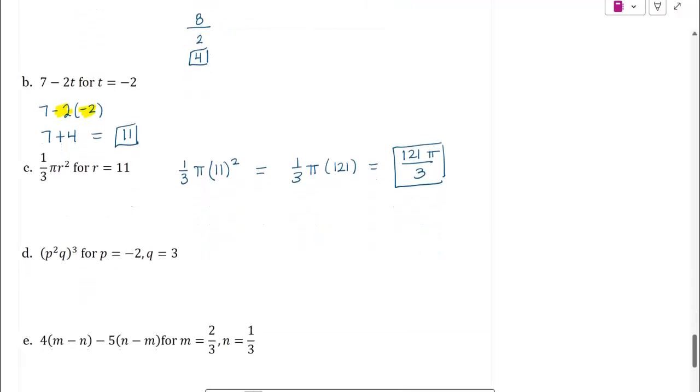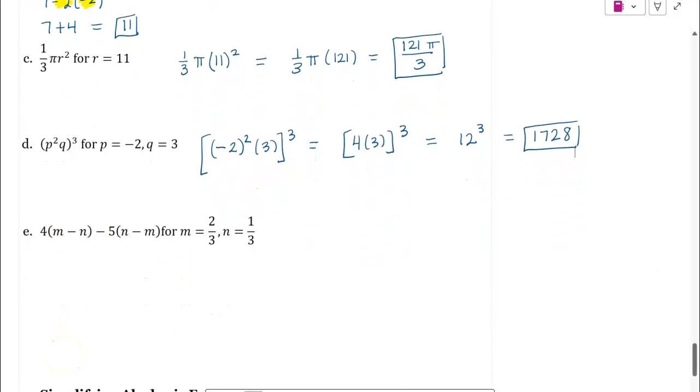For example D, I've got two variables. I've got p and I've got q, so I'm going to plug them in separately. So p is a -2. We're going to square that. And then q is 3. And then that whole thing is being cubed. -2 squared, -2 times -2 is +4. 4 times 3 gives me 12. And then 12 to the third power, I've got to do that in a calculator. 1728.